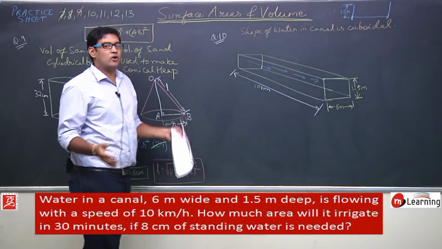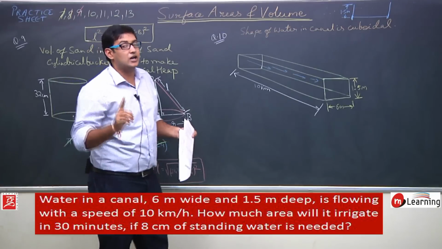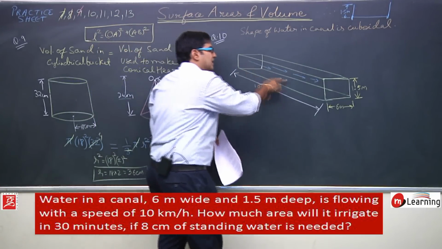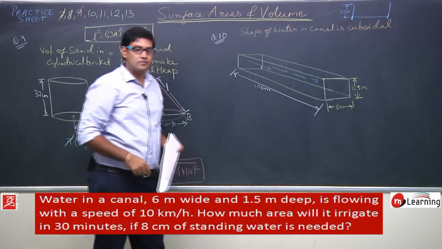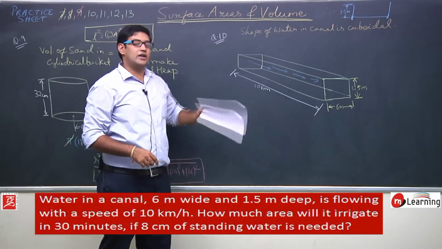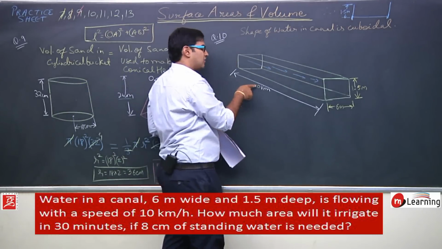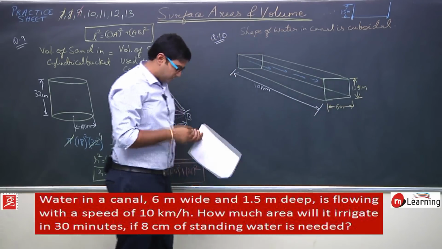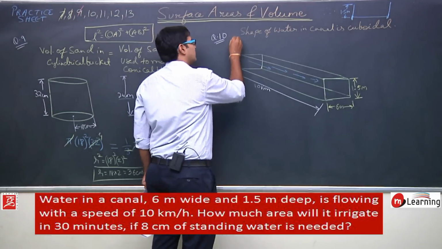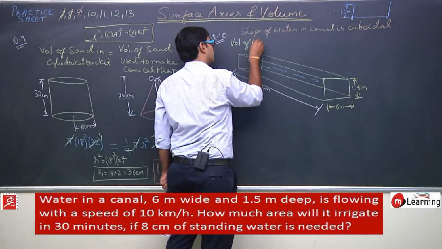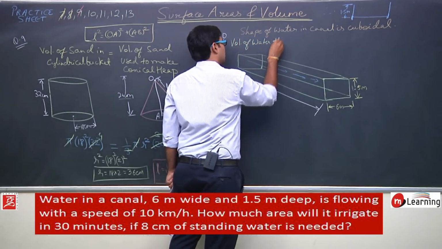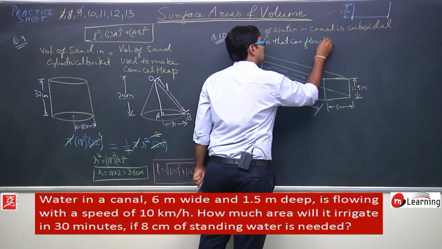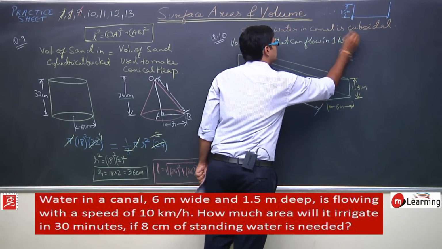So the volume of water that can flow in 1 hour should be contained in this kind of cuboid. And the volume of this cuboid can be calculated as: this is the length, this is the width, and this is the height. So I can write: volume of water that can flow in 1 hour is equal to what?